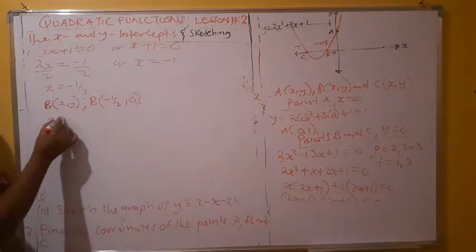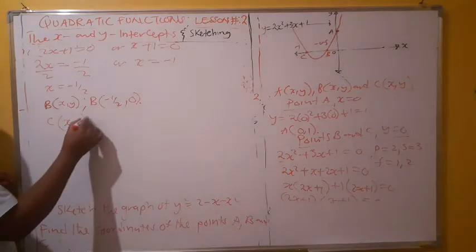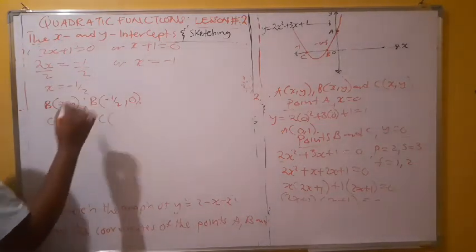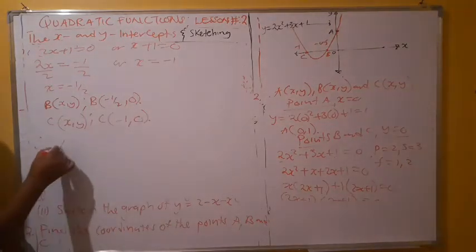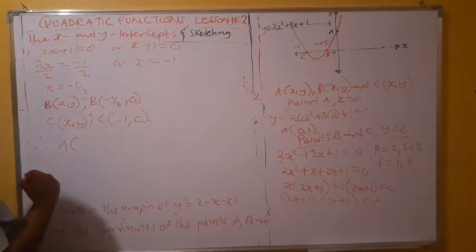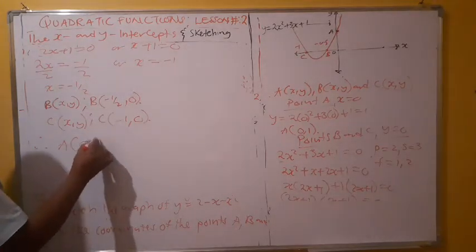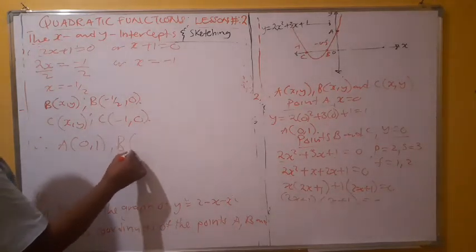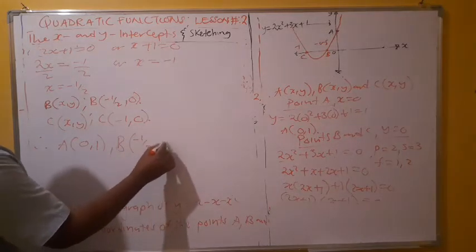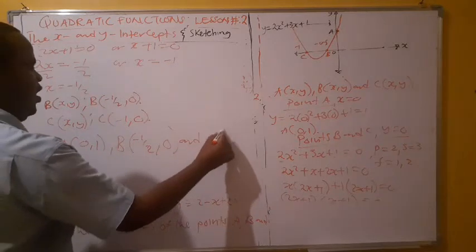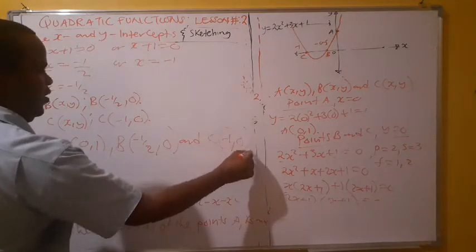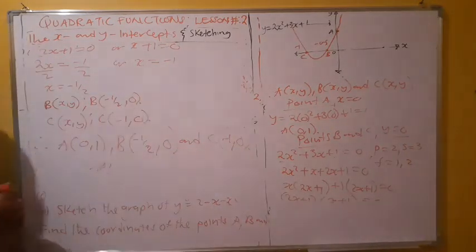Then for C, the same arrangement, x, comma, y. C will get negative 1, comma, 0. So these are the coordinates. For A, we have agreed that it's 0, comma, 1. For B, you have negative half, comma, 0. And for C, you have negative 1, comma, 0. These are the required coordinates.